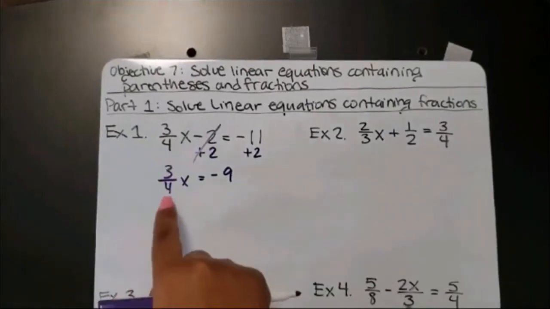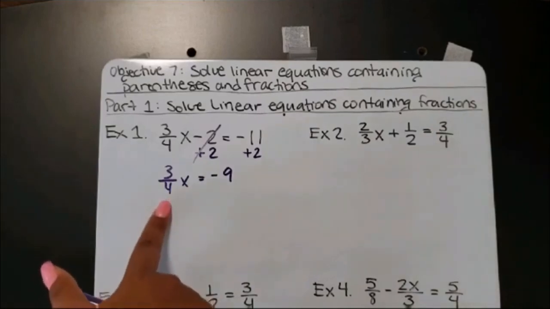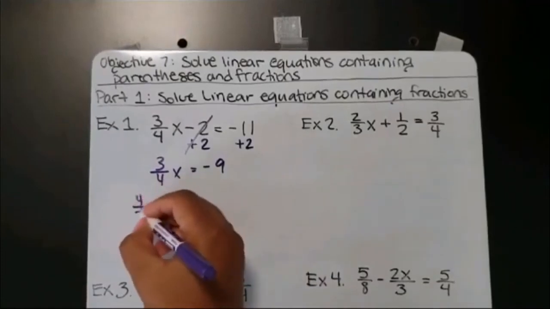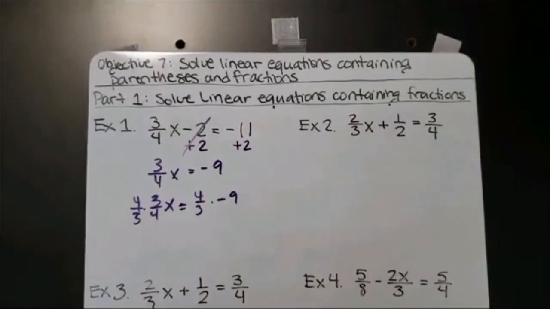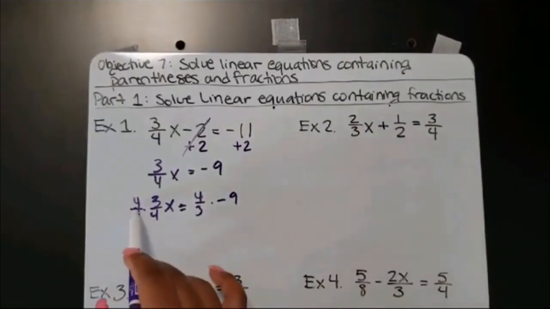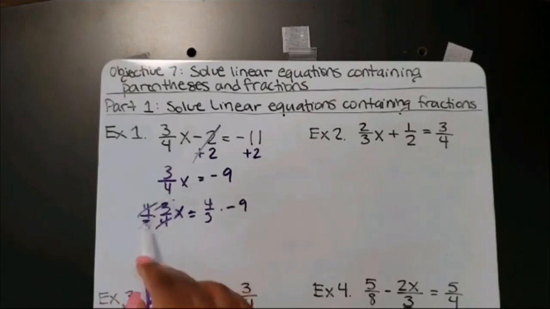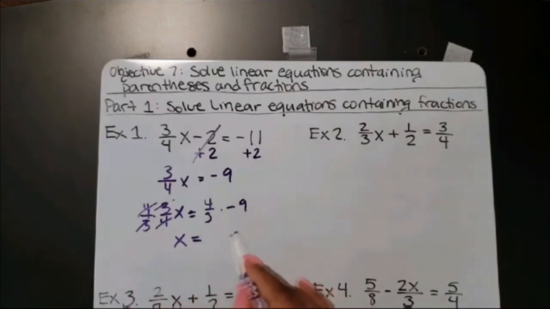Now, as we talked about, and I believe objective 5, we can multiply both sides by the reciprocal, which is 4 over 3. 4 over 3 times negative 9. All right. So, of course, 4 over 3 times 3 over 4 will cancel, and we will just have x. And then over here, we'll have negative 12.